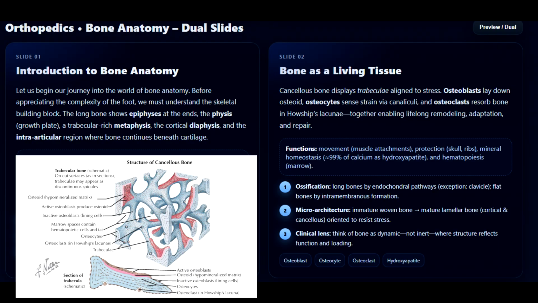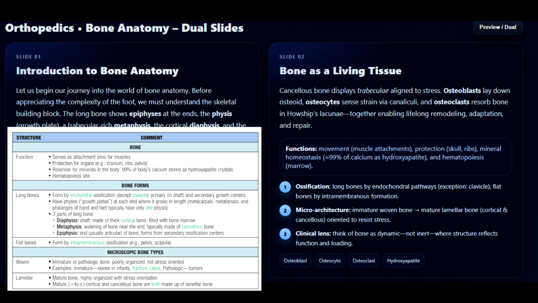Bones come in different forms. Long bones, like those in the limbs, develop mostly by endochondral ossification, meaning they first form from a cartilage model. The only exception is the clavicle. These long bones have primary growth centers in the shaft and secondary centers in the ends. They are divided into three parts: the diaphysis, with its thick cortical wall surrounding marrow, the metaphysis, with its cancellous architecture, and the epiphysis, which often contributes to joint surfaces.